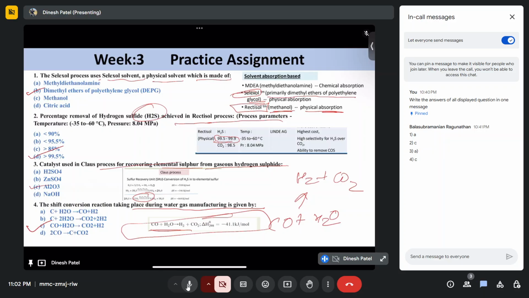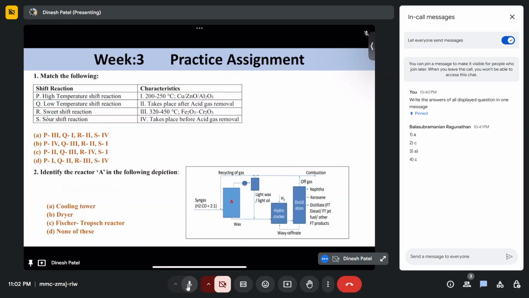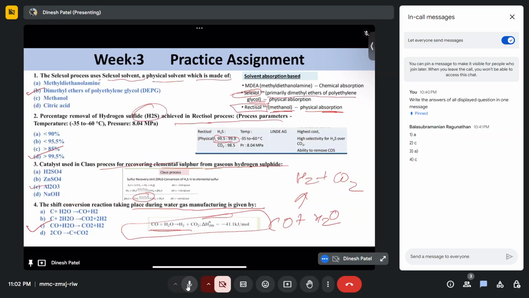So let's move towards the next set of questions. These are the two questions. I'll give you 5 minutes and we'll see the answer after this.